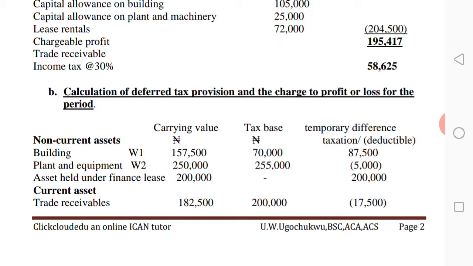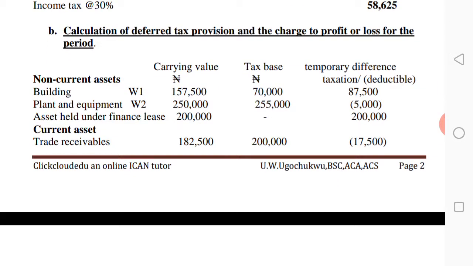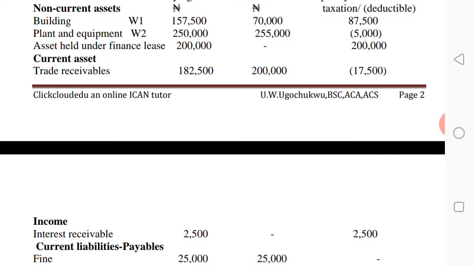Now for the asset under the finance lease, we have the carrying amount of 200 million, which is a deferred tax liability, while the current assets or the income follow the same principle as assets. If the carrying amount is higher than the tax base, it will warrant a deferred tax liability for assets and income. Now let's look at trade receivable.